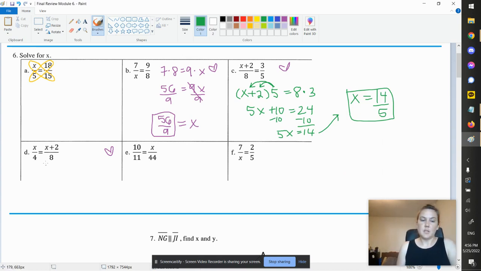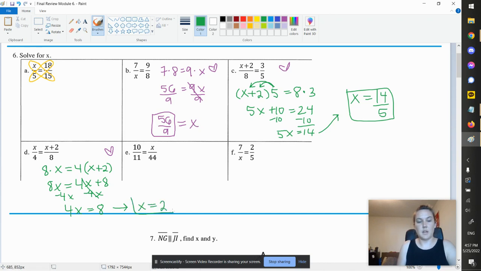This one's got a bunch of x's. It's totally fine. We still cross multiply first. We still do 8 times x, and we still do 4 times x plus 2. Again, when there's more than one thing in either the numerator or the denominator, we put parentheses to make sure we distribute to the right terms. This is 8x. This is 4x plus 8. We subtract 4x on both sides, so we get all of the x's together. And then 4 times x equals 8 means that x had to have been 2.